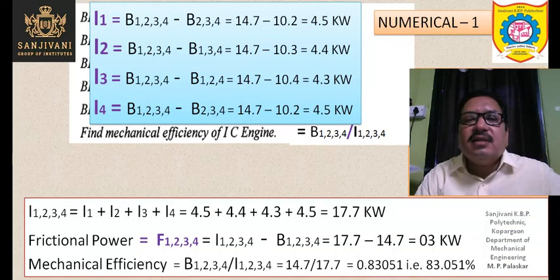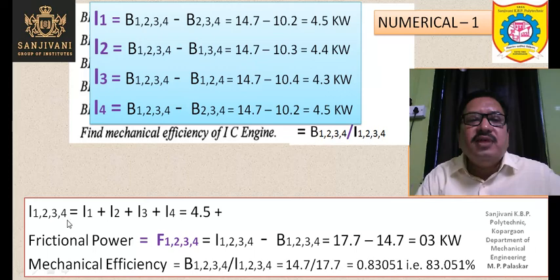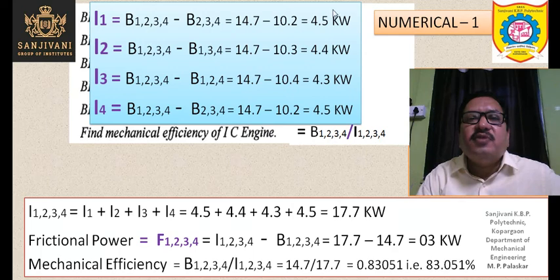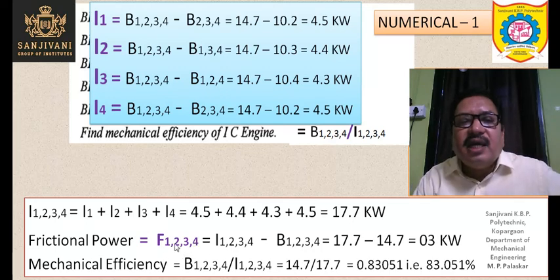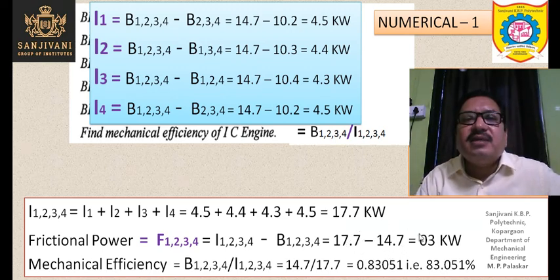Now let us use the further equations. I1234 is equal to I1 plus I2 plus I3 plus I4, and I am putting the values. I1 is 4.5 kilowatt, I2 is 4.4 kilowatt, I3 is 4.3 kilowatt, and I4 is 4.5 kilowatt. So the addition gives 17.7 kilowatt, that is I1234. Now the frictional power F1234 is the difference between I and B, that is 17.7 minus 14.7. 17.7 is nothing but I1234 and 14.7 is nothing but B1234.